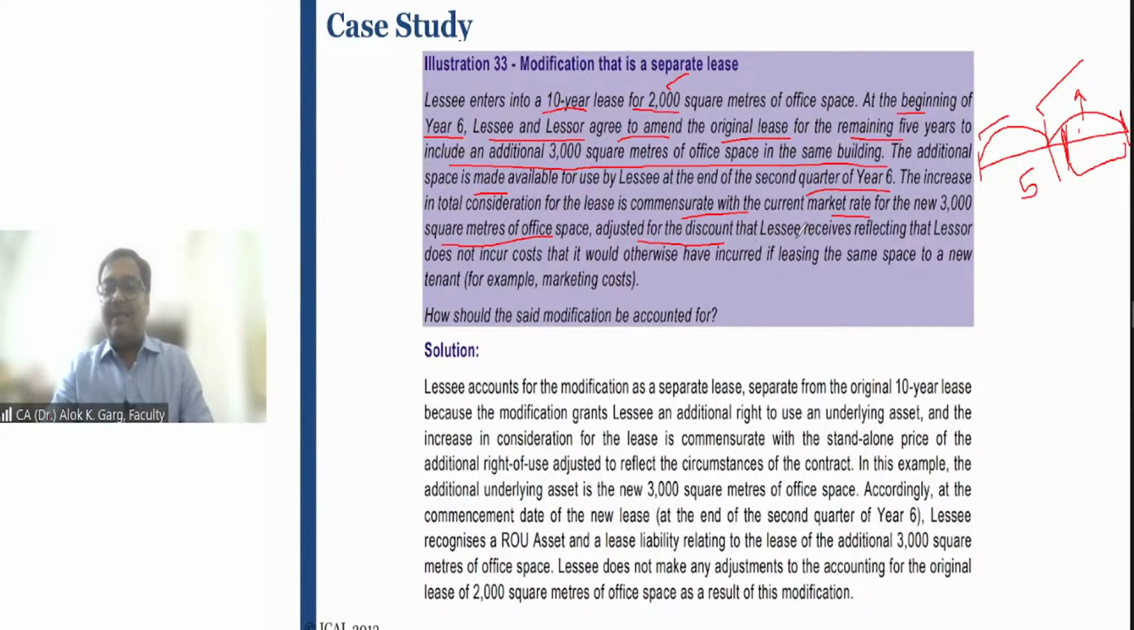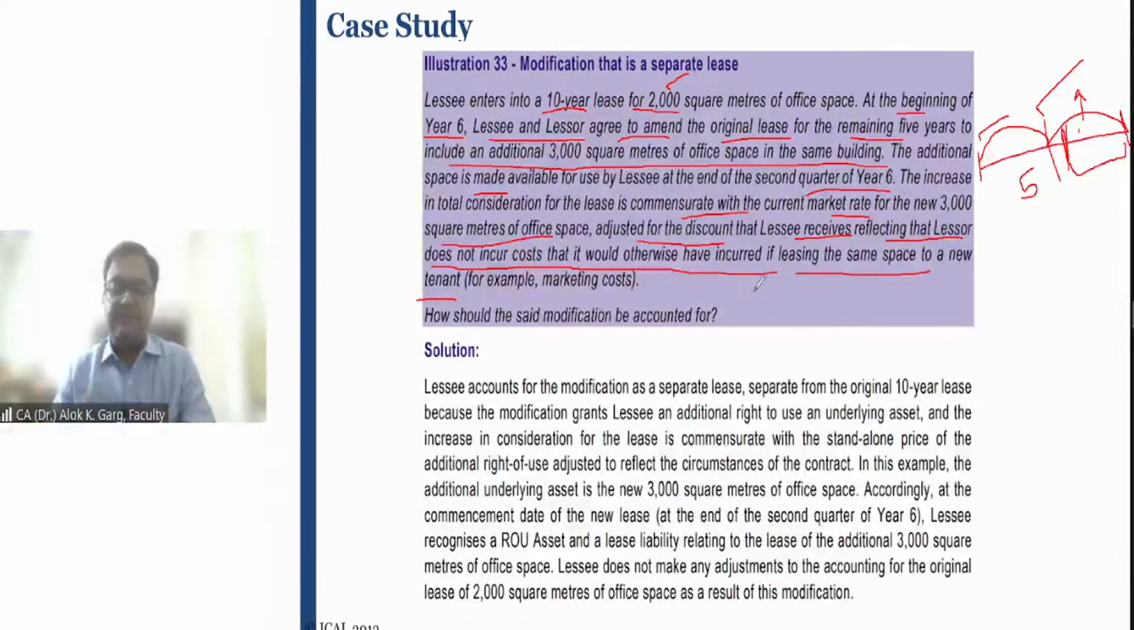Adjusted for the discount that lessee receives, reflecting that lessor does not incur cost that it would otherwise have incurred if leasing the same space to a new tenant, right? So basically, what happened? The lessor is giving some discount to the lessee, right? And what discount is the lessor giving to the lessee? The discount which the lessor is giving to the lessee is to the extent of the cost which the lessor will incur to bring the new lessee.